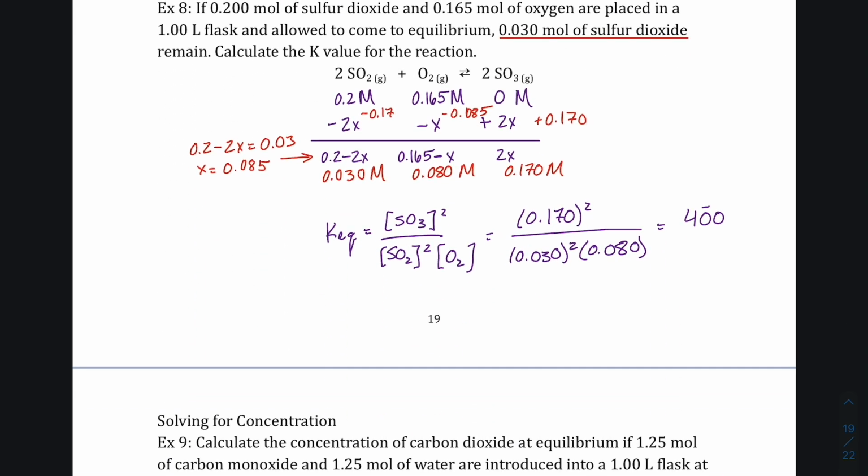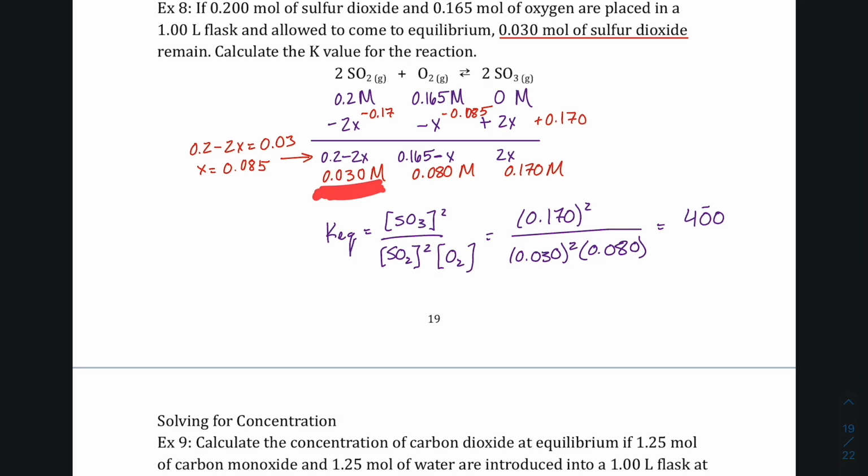Here's another example. We set it up. In this case, we're using 2 moles of SO2 for every 1 mole of oxygen, which is why there's a minus 2X and a minus X. And then we're creating 2 moles of SO3, so it's going to be plus 2X. Here we're told that at equilibrium, 0.03 moles of sulfur dioxide remain, which means this expression here is equal to 0.03.